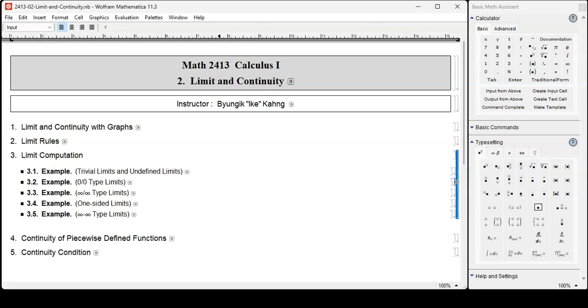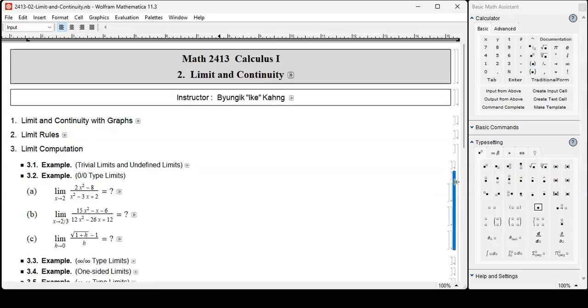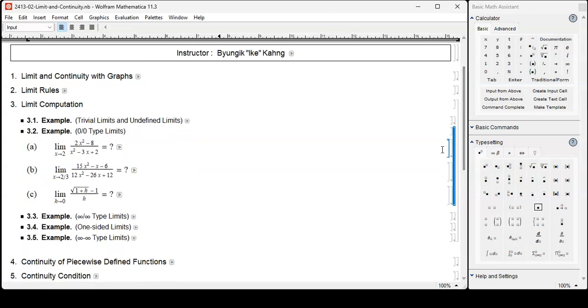Let's come back to limit computation problem. We were doing 0 over 0 type limits, and here's an example of 0 over 0 type limit. We have some fractions, so let's take a little bit bigger font.